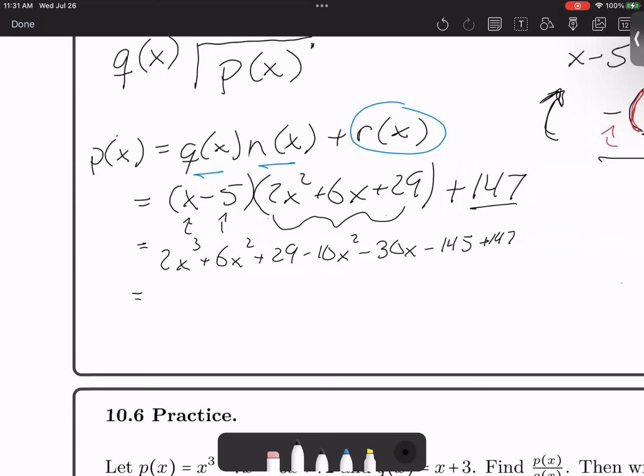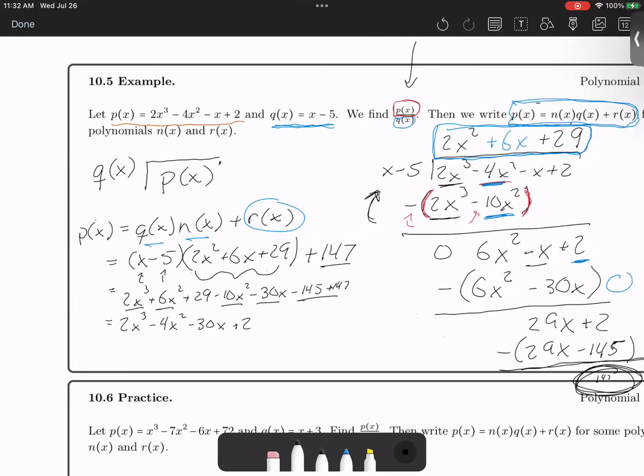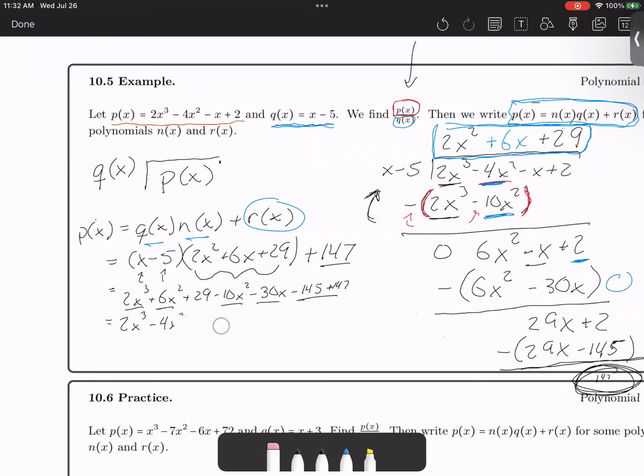And by combining like terms, we end up with a 2x cubed, a minus 4x squared, a minus 30x, and a plus 2. Oh, did I do something wrong? We didn't get what we wanted to. Let's go through this real quick.